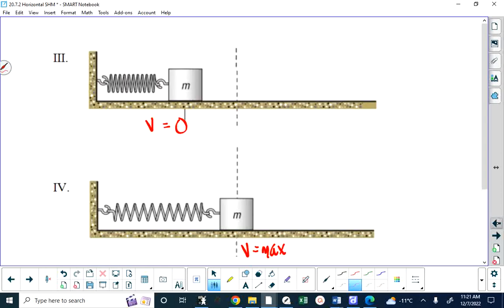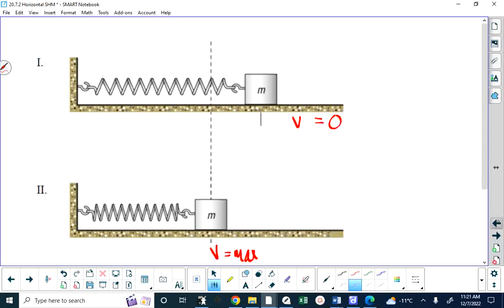What about the force? So is there a force acting on the mass, a spring force? Is there a spring force acting on the mass in diagram 1? Yep, definitely. Because it's stretched away from the equilibrium position. Hooke's law says F equals kx. So the force acting on the mass will be in this direction, and the force will be a max.